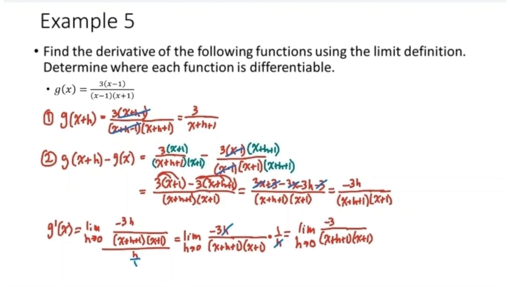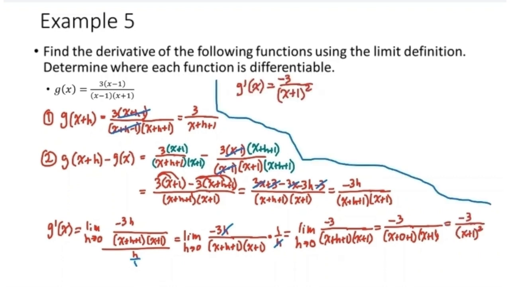Now we'll do the direct substitution, replacing h with 0, and we have negative 3 over (x plus 0 plus 1) times (x plus 1). X plus 0 plus 1 is the same as x plus 1, and x plus 1 times x plus 1 is x plus 1 squared. So g prime of x is negative 3 over x plus 1 squared.